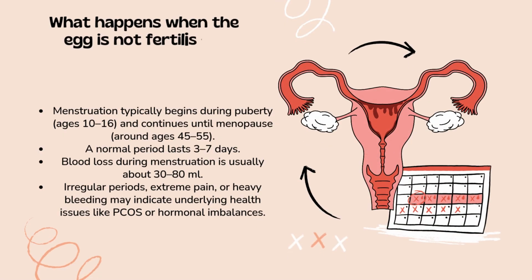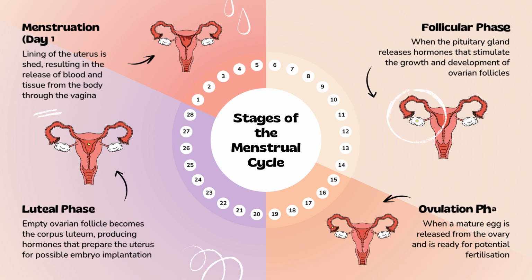Menstruation typically begins during puberty, ages 10 to 16, and continues until menopause, around ages 45 to 55. A normal period lasts 3 to 7 days. Blood loss during menstruation is usually about 30 to 80 milliliters. Irregular periods, extreme pain, or heavy bleeding may indicate underlying health issues like PCOS or hormonal imbalances. Let's discuss the steps of the menstrual cycle.